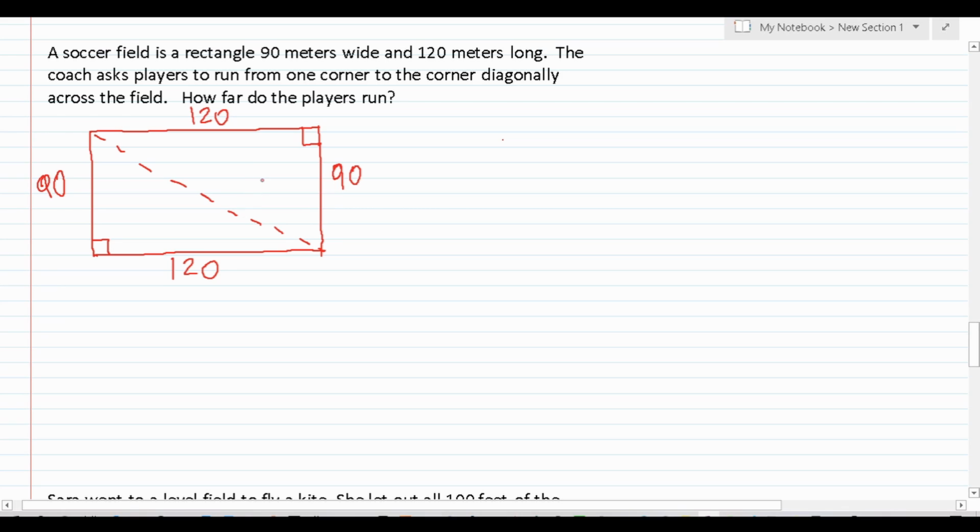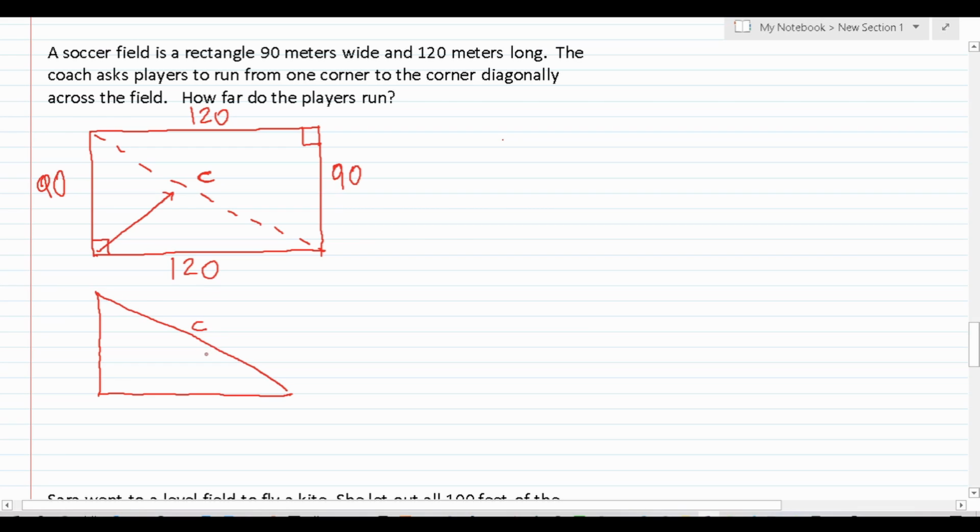As you can tell, we're going to use the Pythagorean Theorem to solve this one. More specifically, we're trying to solve for the length of this diagonal. Again, this diagonal is directly across from this right angle, so we know that this is going to be our C, and 90 and 120 are going to be our legs of the right triangle. And again, if it's helpful, let's pull out one of these right triangles from this rectangle so I can show you what I'm talking about.